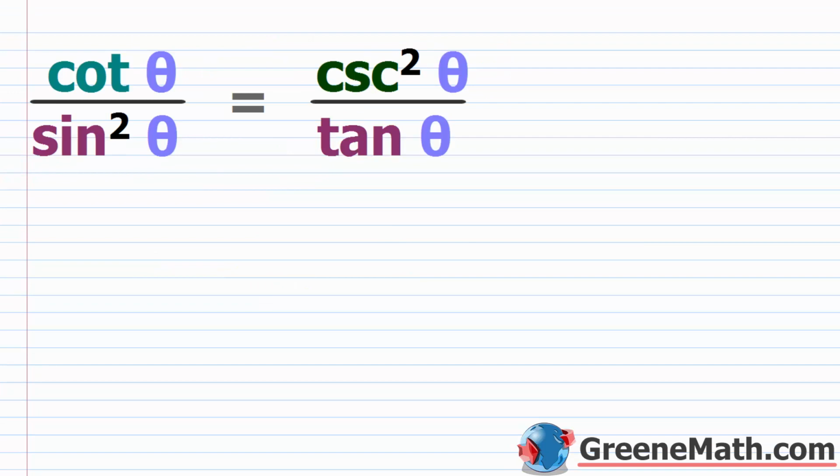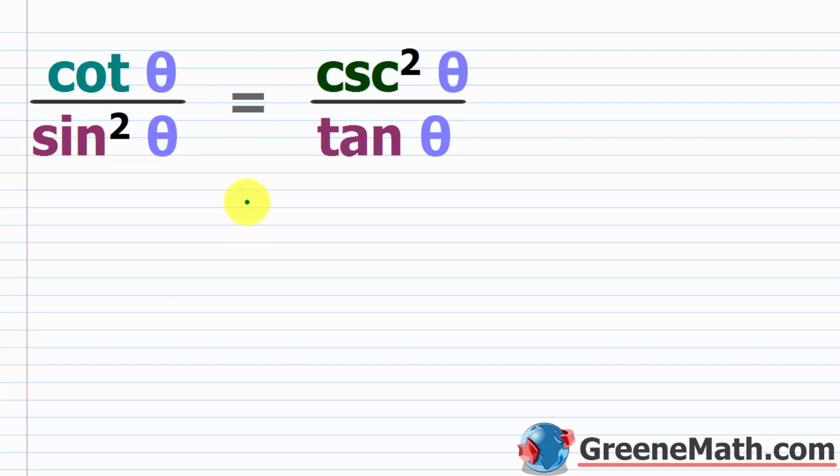Okay, let's take a look at another example. This is another kind of easy one. So we have the cotangent of theta over sine squared theta equals cosecant squared theta over tangent of theta. Now, in this particular case, both sides are equally complex. So I'm just going to leave the left one alone because it already contains sine. If you wanted to do it a different way, that's fine.